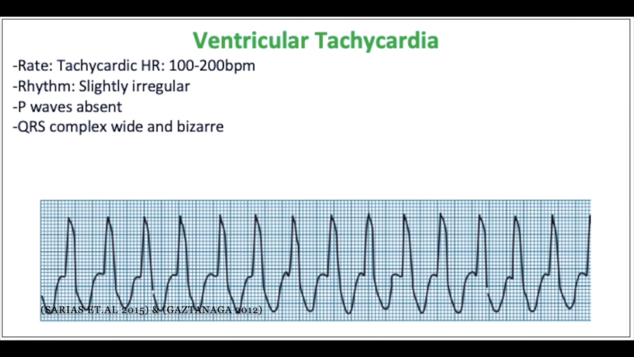Ventricular tachycardia, or VT, occurs when cells outside the SA node begin generating electrical impulses, resulting in improper electrical activity within the ventricles. The rate is tachycardic, between 100 to 200 beats per minute. The rhythm is slightly irregular, P waves are absent, and the QRS complex is wide and bizarre. As you can see, the ECG trace for VT has a fairly distinct morphology.